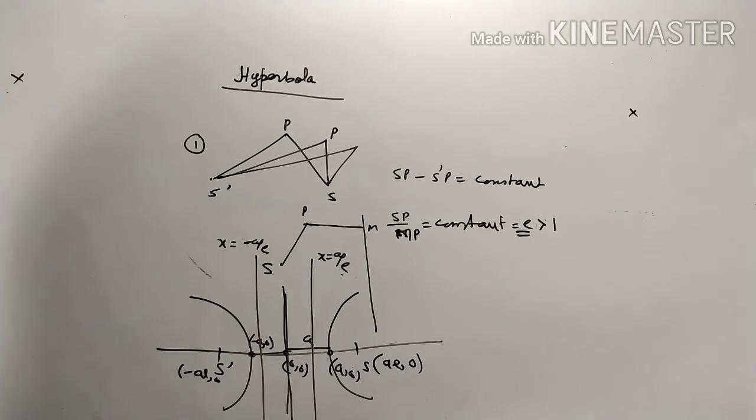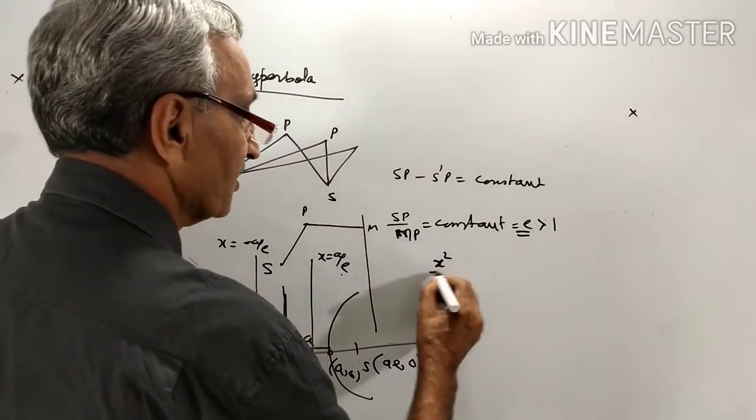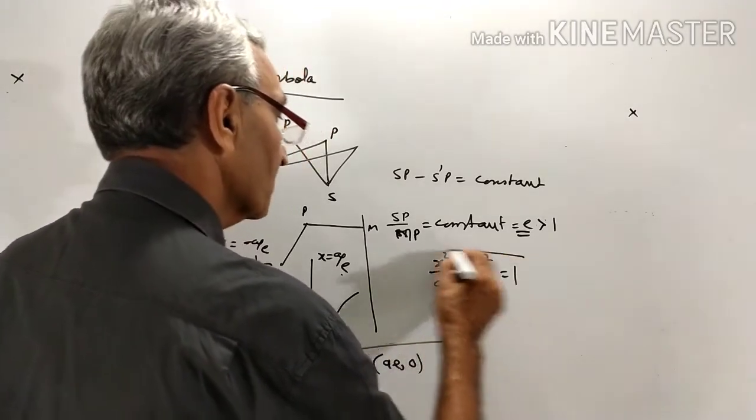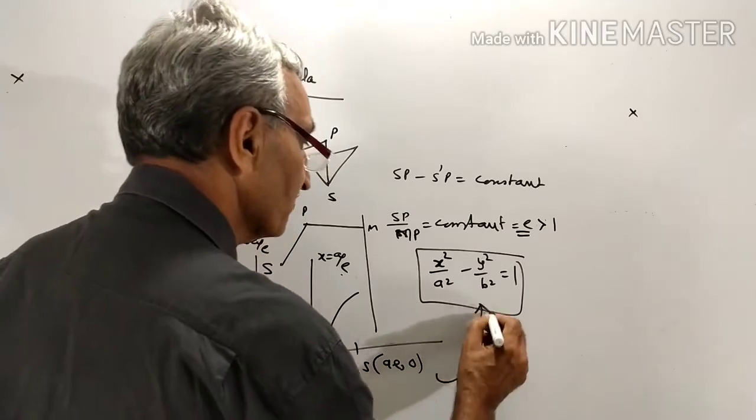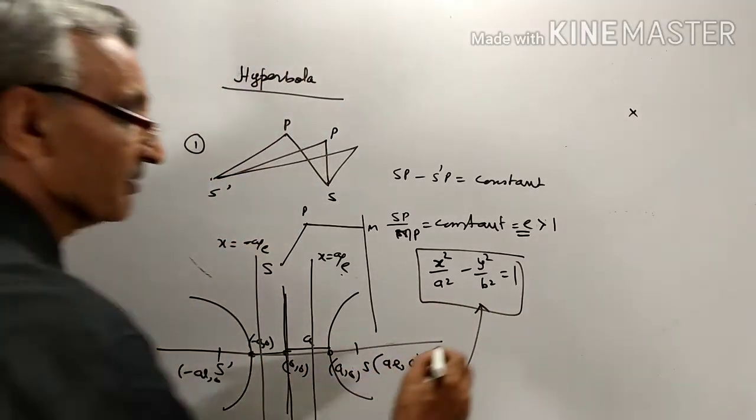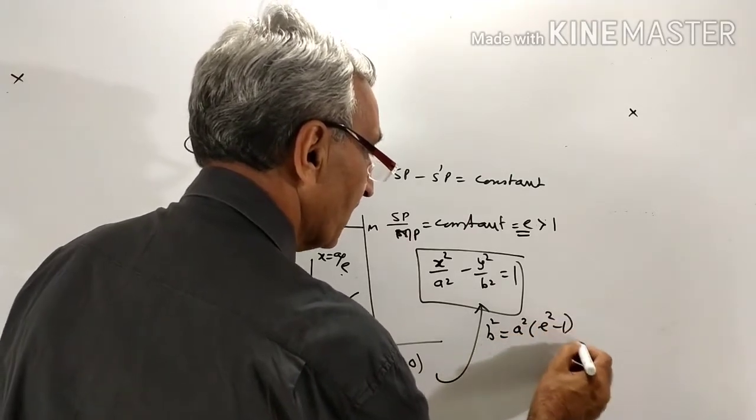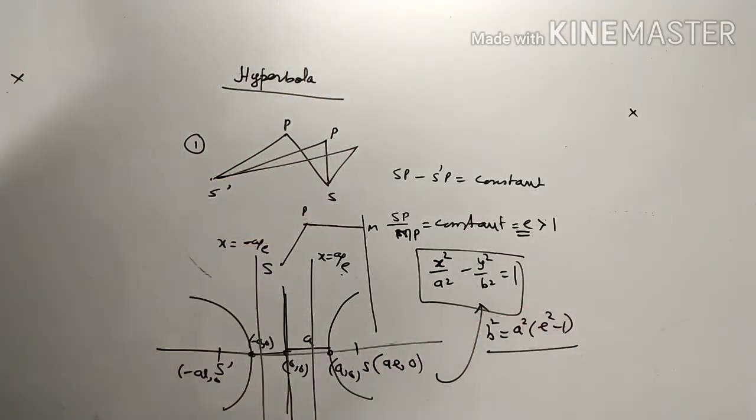So hyperbola has the same sort of property, except the diagram is different. Now next part is what is the equation of the hyperbola: x square upon a square minus y square upon b square is equal to 1. This is the answer of this. This is the standard form, and here b square is equal to a square into e square minus 1. Earlier it was 1 minus e square.